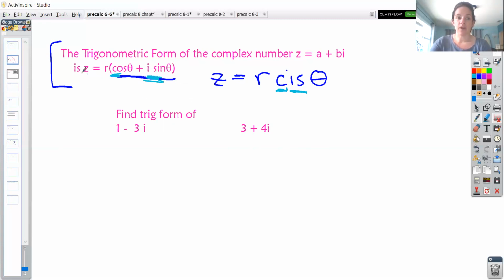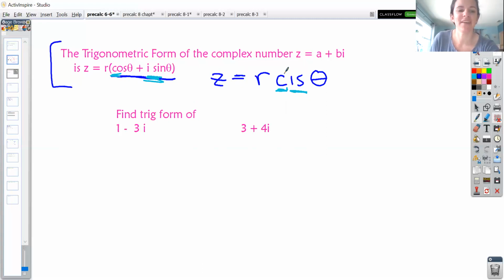You can write it out entirely every single time that you want to do it. I think that the textbook writes it out. It doesn't use the r cis theta abbreviation. I'm going to abbreviate it because this is so much easier to write, and it is a legitimate mathematical abbreviation. It's not something that I'm making up, by the way.